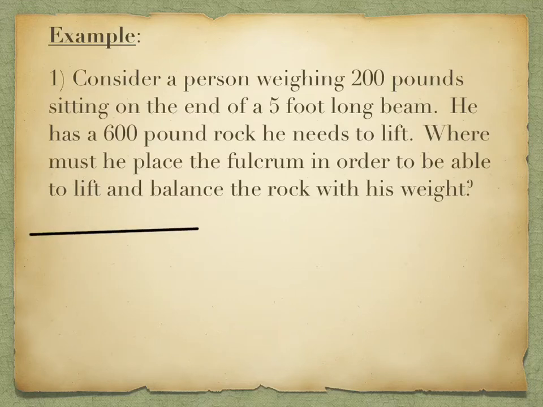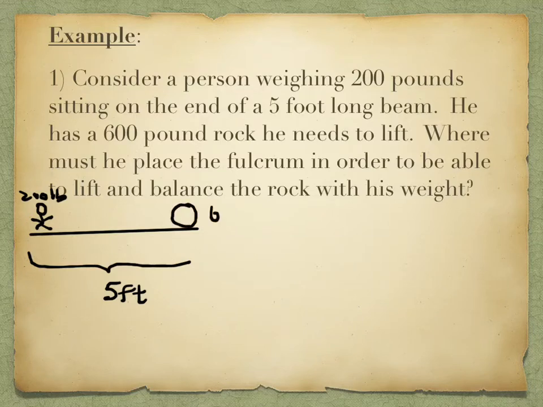So here's my beam, my teeter-totter, and it's 5 feet long. We have our person on one edge, and they weigh 200 pounds. Again, we're relating this with weight, which is not technically correct, but it will still hold true. And then we have our rock on the other edge, and our rock is 600 pounds. And at some point in here, we're going to put a fulcrum, and I'll draw it in red.